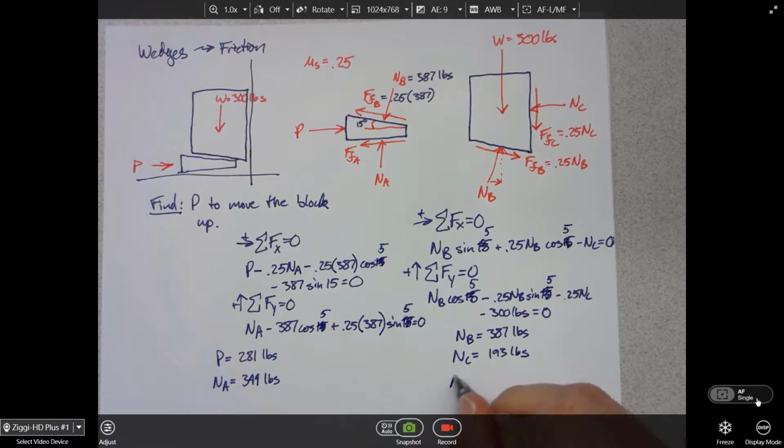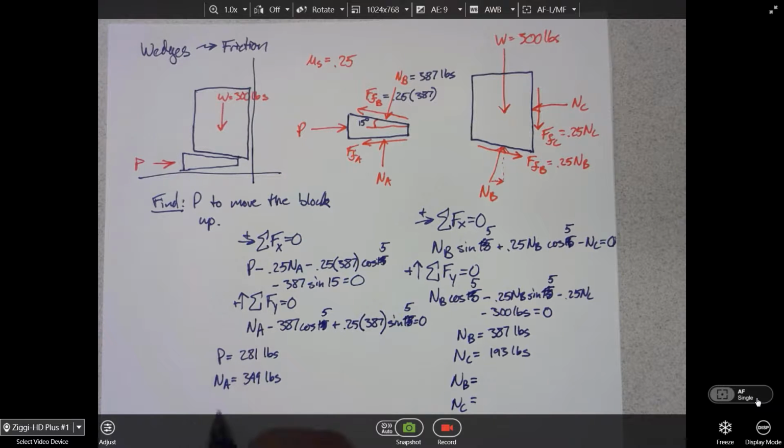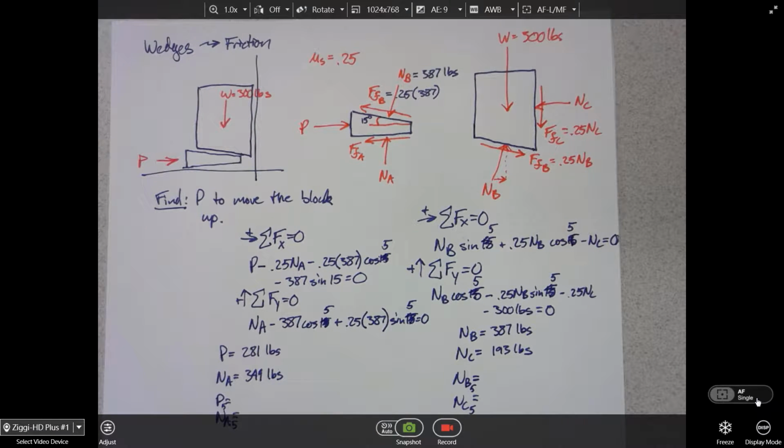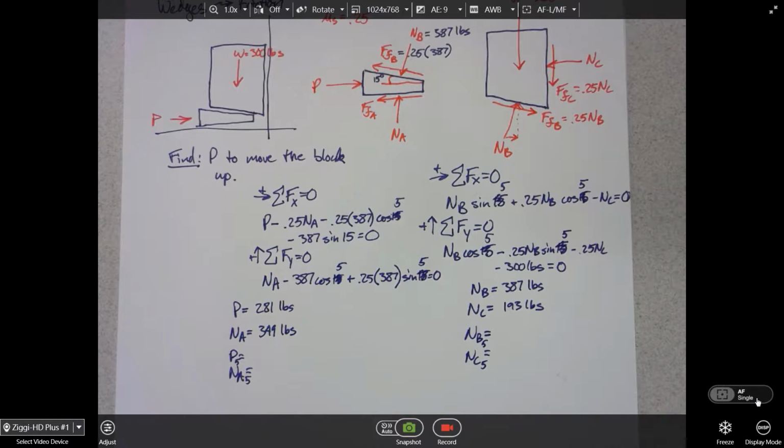Okay? And we'll find a new normal at B and normal at C based on 5 degrees, and a new P and a new normal at A. Okay, and I'll put a little 5 subscript underneath these so we know. Okay, so resolve this problem with it being 5 degrees.